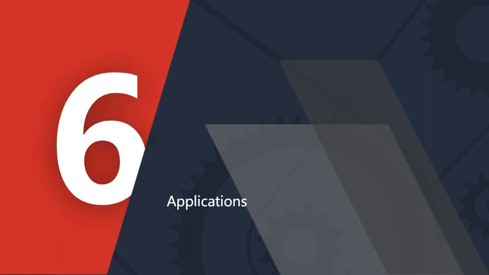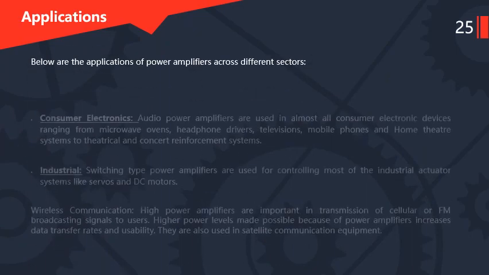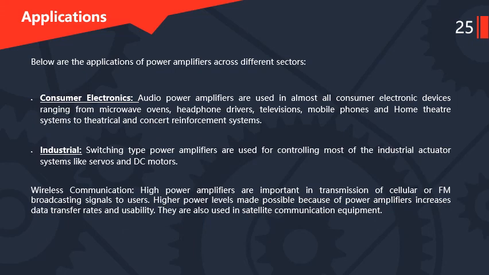Now the next is the applications of power amplifiers. The application of power amplifiers in different sectors, first in consumer electronics. Audio power amplifiers are used in almost all consumer electronic devices ranging from microwave ovens, headphones, drivers, televisions, mobile phones and home theater systems to theatres and concert reinforcement systems. Second is the industrial.